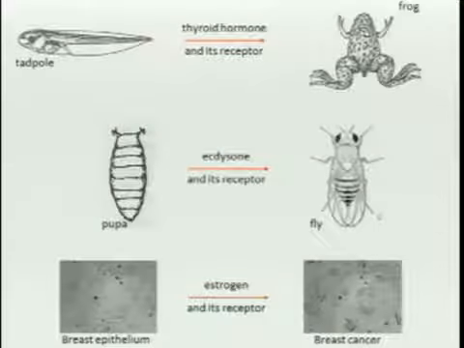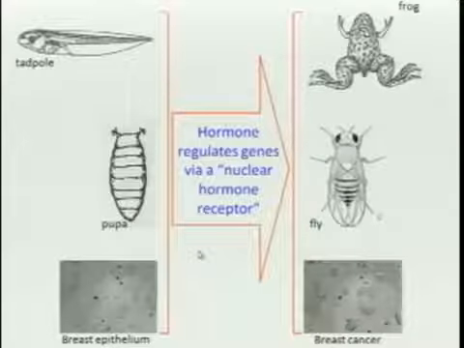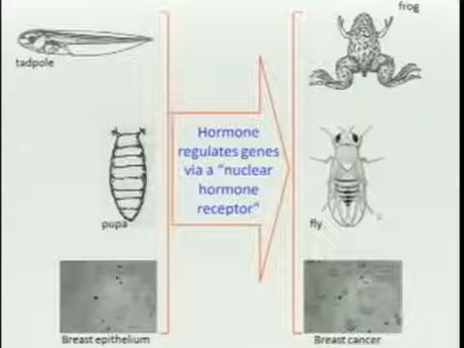This creates a general picture of the way Mother Nature has chosen to do her thing. Whether a tadpole metamorphosing into a frog, a pupa of an insect metamorphosing into a fly, or breast epithelium responding to estrogen by converting to breast cancer. This is all changes in a gene expression program driven by a small molecule.